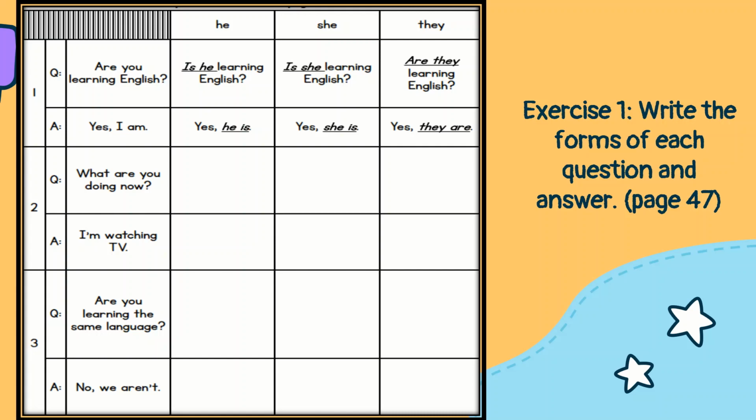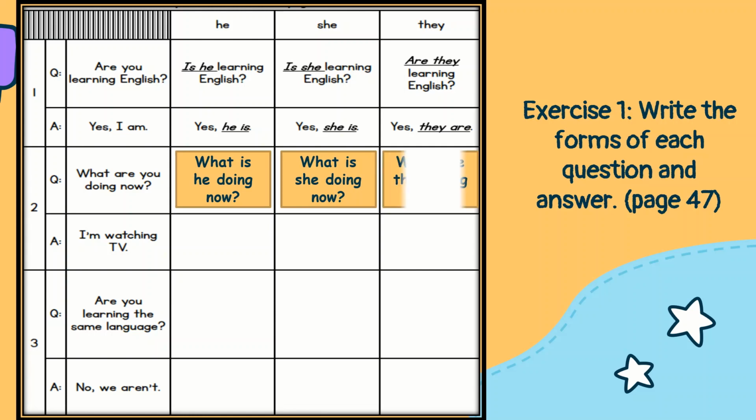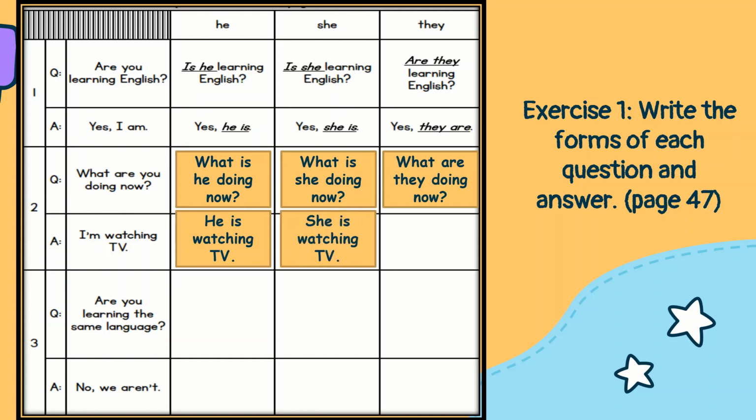For number 2, what are you doing now? If he, we will ask what is he doing now? If it is she, what is she doing now? They, what are they doing now? Your answer, I'm watching TV. We must use the same action, which is watching TV, but just change the subject, using he, she and they. So here, he is watching TV, she is watching TV, they are watching TV.